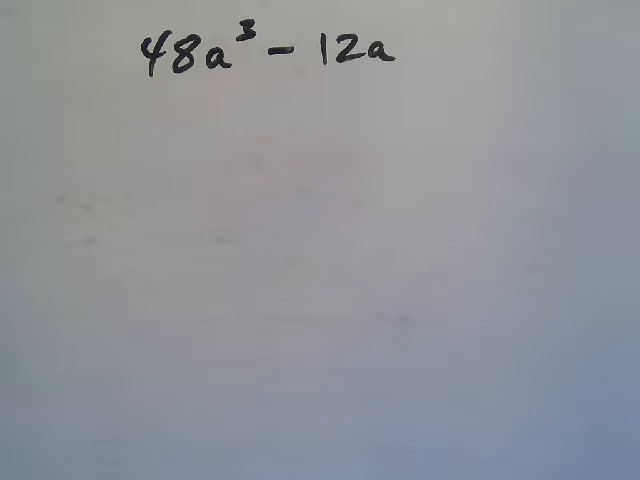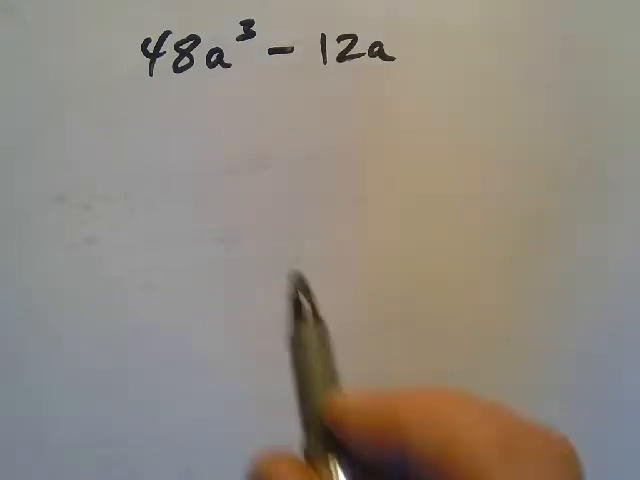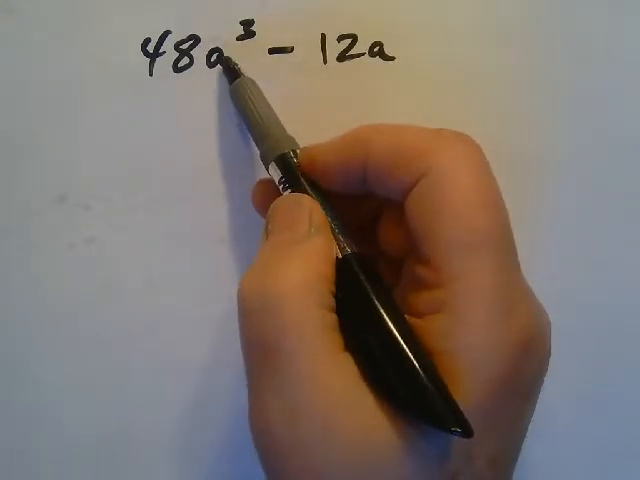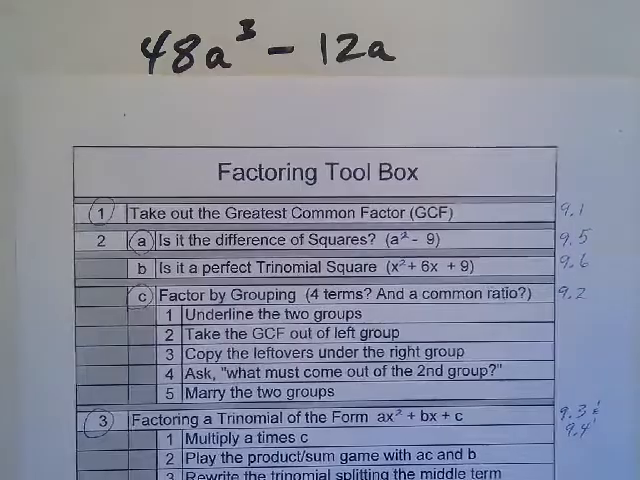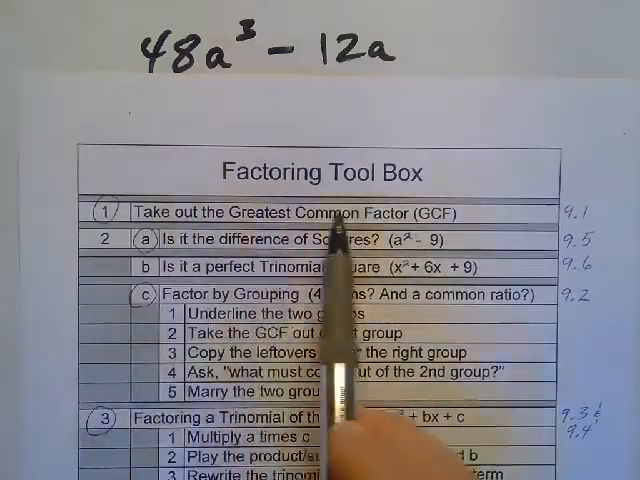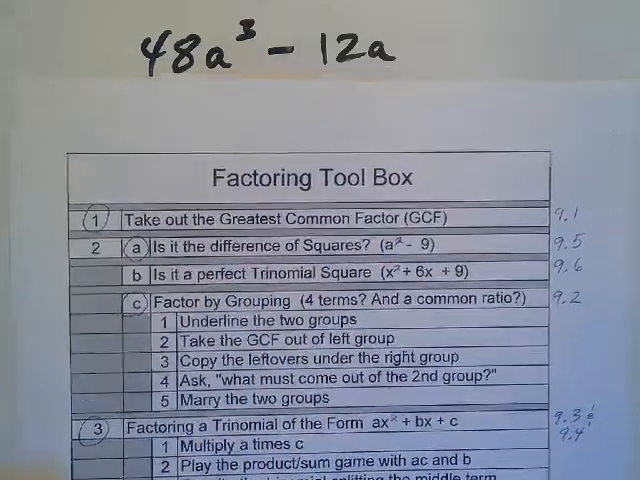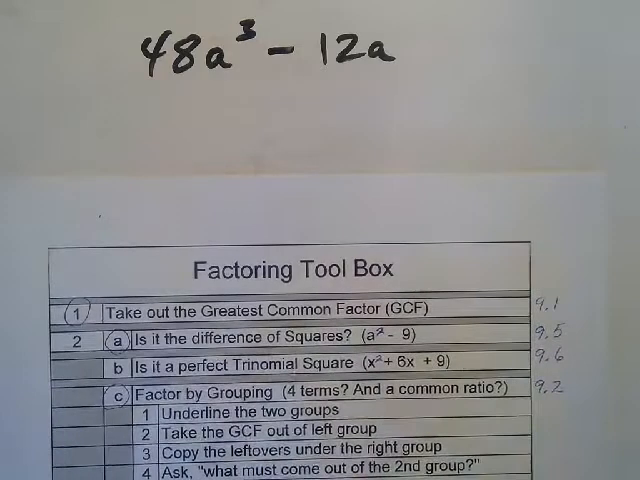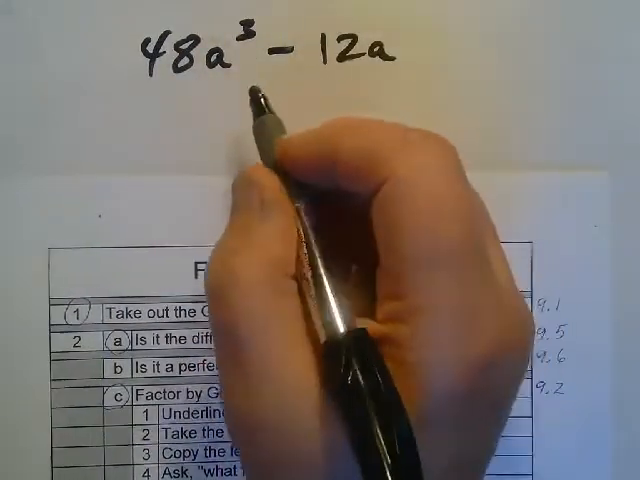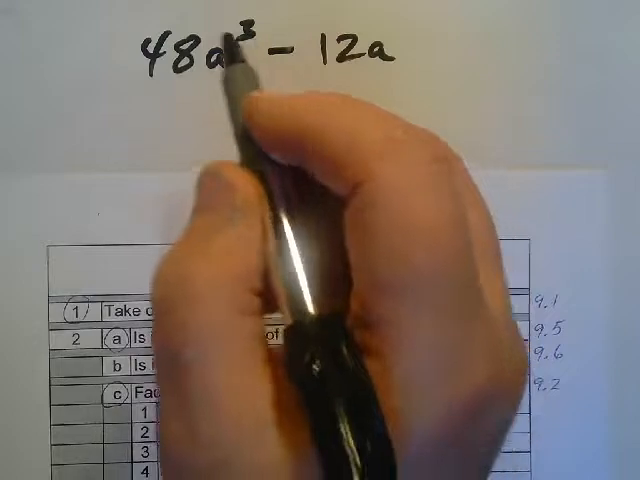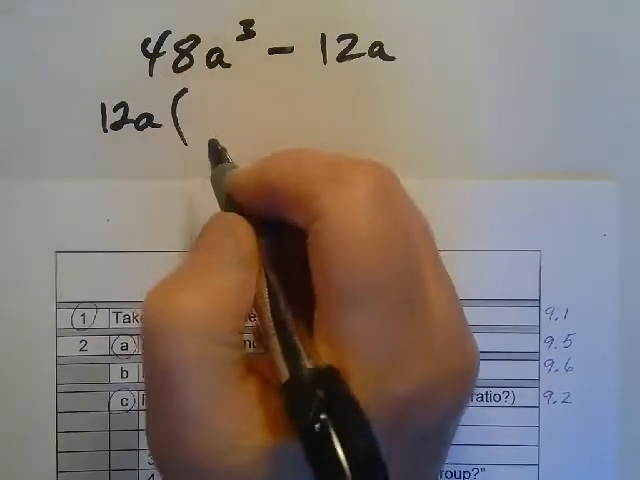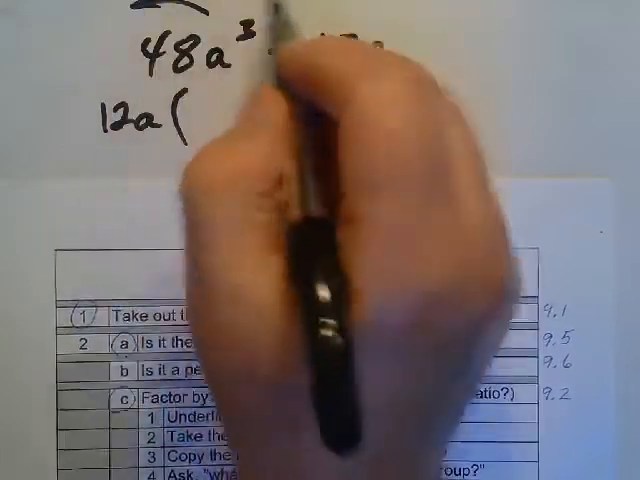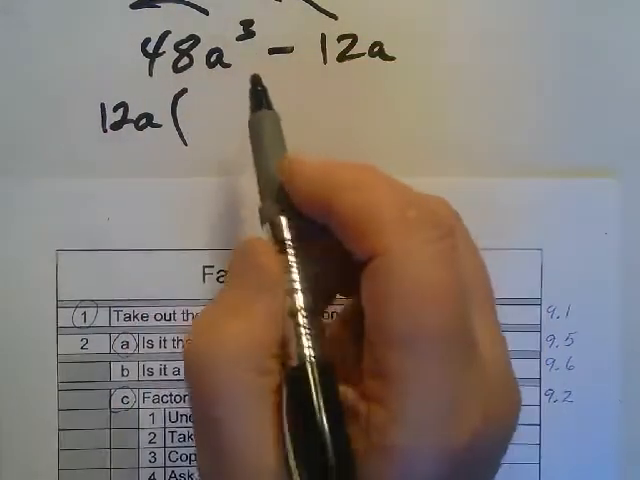Now, this problem is not the difference of squares. 48 is not a perfect square, neither is a cubed, or neither is 12. None of these are perfect squares. However, if you recall from your toolbox, the first thing you're always supposed to check is, can I take something out? Can I take out the greatest common factor? Well, what can you take out of both of these terms? Well, they both have an a, and they both have a factor of 12. Let's pull out 12a and divide it out of both of these. Remember, we're taking out the greatest common factor.